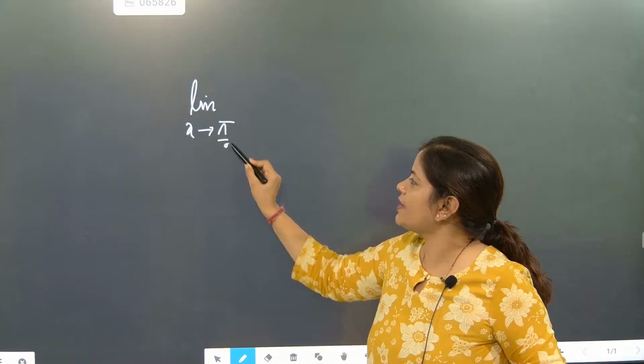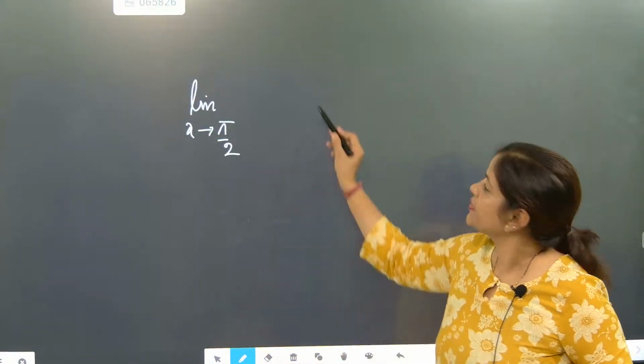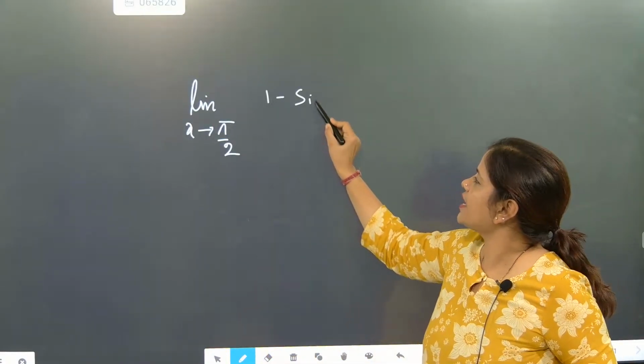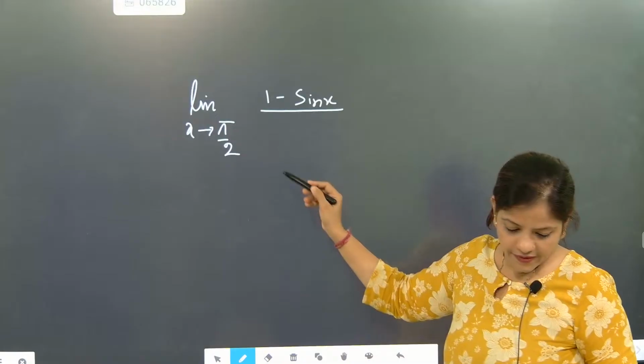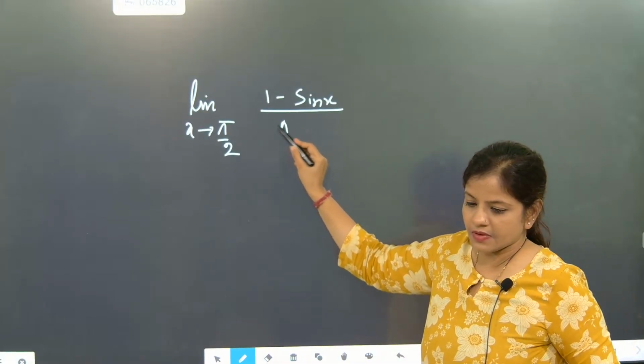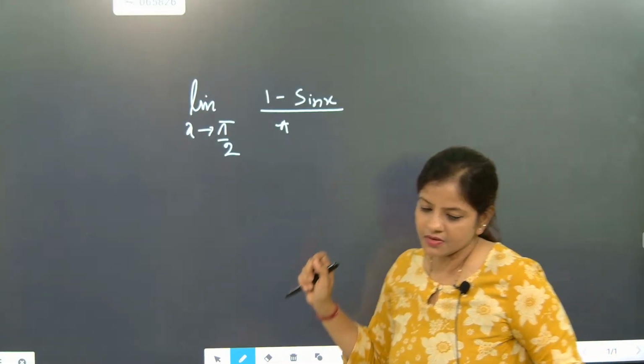Now limit x tends to pi by 2. Come on, solve this question. 1 minus sine x by... super beta.